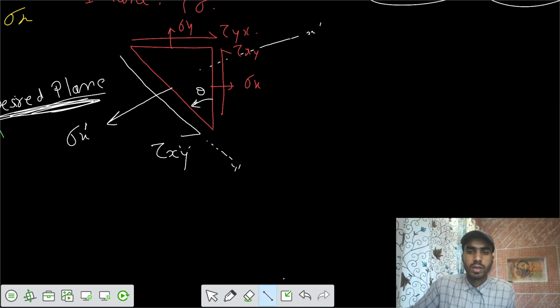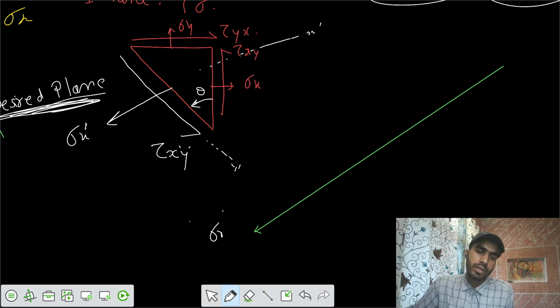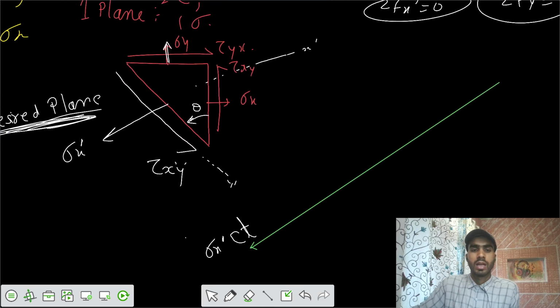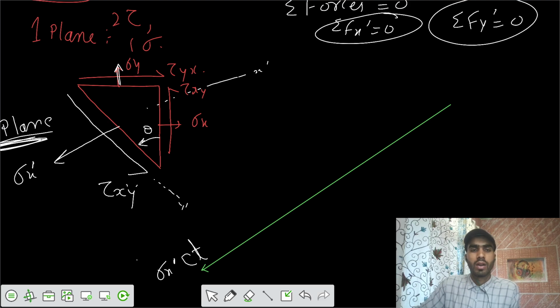This is our x dash direction. Here the stress sigma x dash is acting on an area of c into t. Isn't it? It was acting on c into t. Then sigma y is acting on this plane, so we have to resolve those stresses along the x dash direction and y dash direction. Let's first resolve those stresses along those directions.